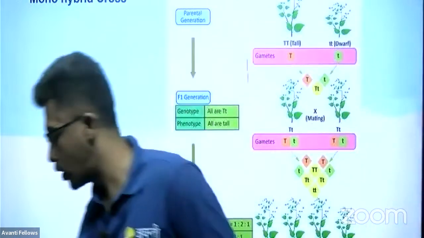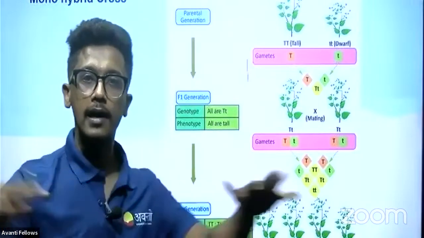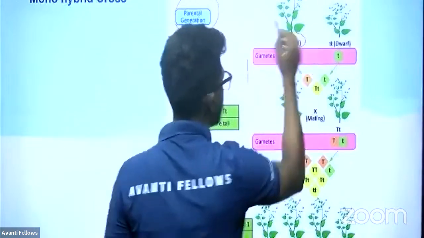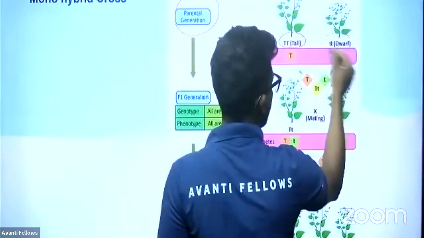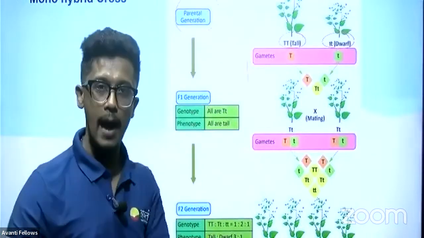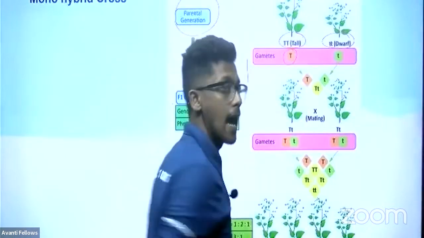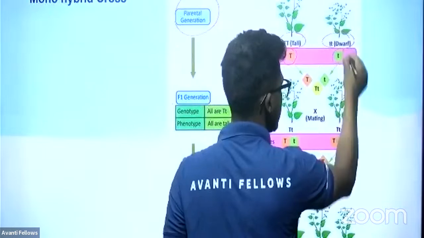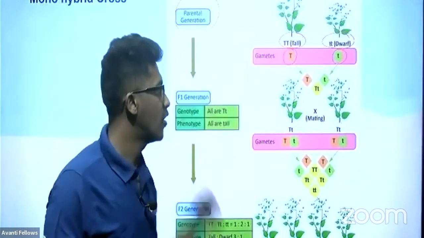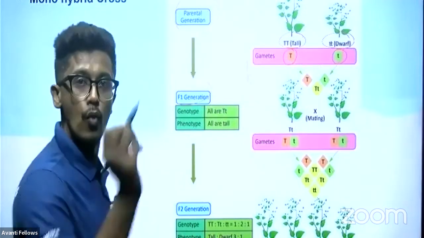In a monohybrid cross, we understood the nature of how the alleles are selected or segregated. Let's see here. In the parental generation, we take a capital T tall plant and a dwarf plant. They are homozygous tall and homozygous dwarf, and they produce gametes. 100% of the gametes are either capital T or 100% are small t. When they produce offspring, the first generation is called the filial 1 generation, or F1 generation.